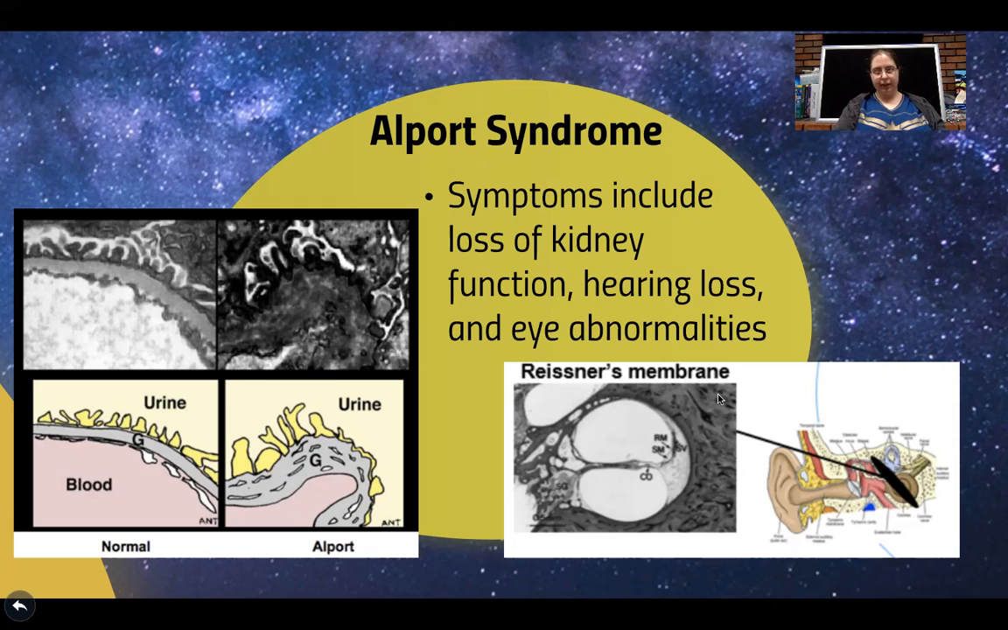And even with other things such as hearing loss and eye abnormalities. There's a lot of connective tissue around your eyes and within your ears. This doesn't show the eyes, it's just showing ears. Reissner's membrane is around here within your ear. Now it can lead to hearing loss because it's a flexible membrane of protein that helps to transport the sound waves. But if it thickens up and becomes too rigid, then it can't actually absorb the sound waves and pass them on.